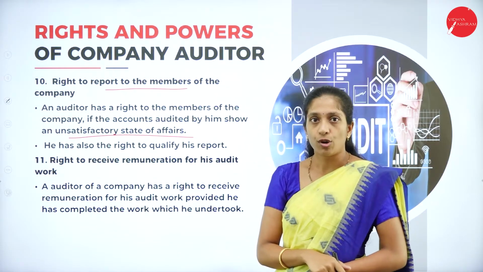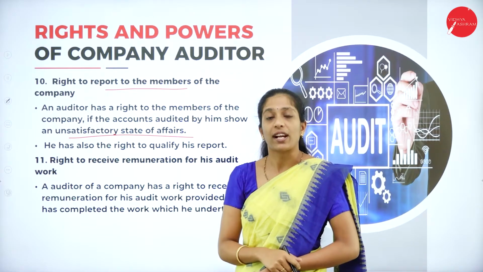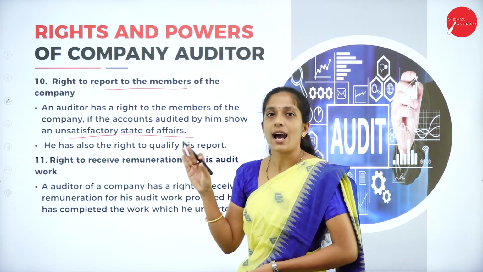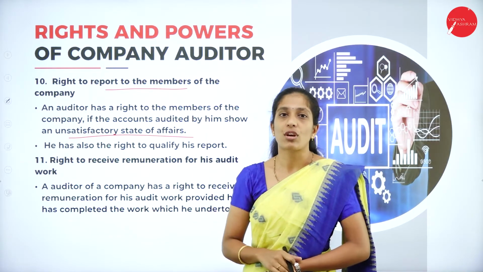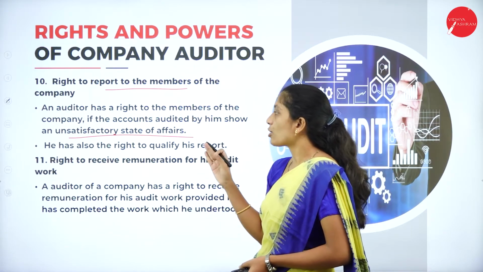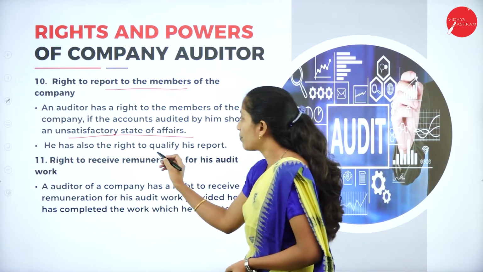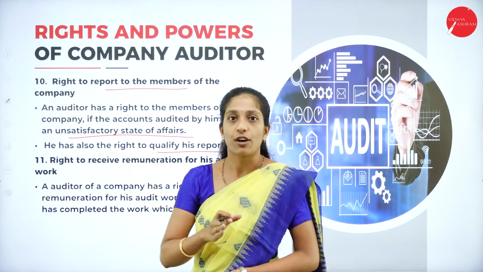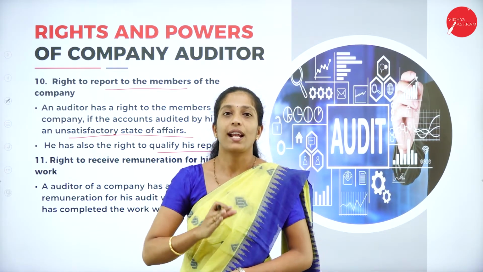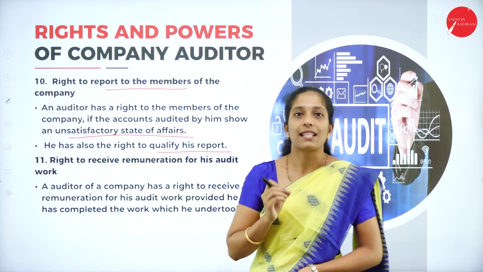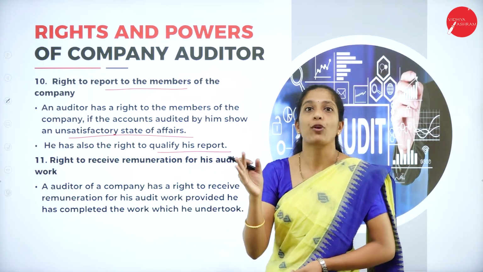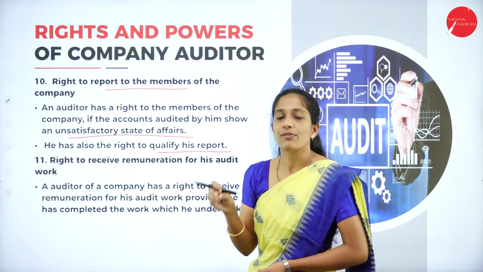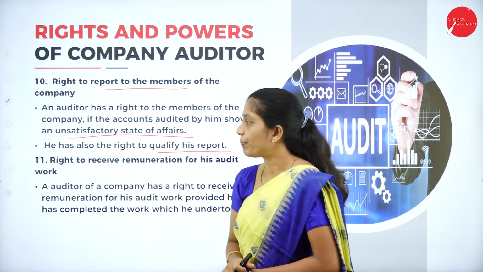So if the books of account are showing an unsatisfactory state of affairs, in the sense that it is not showing correctly, then the auditor has a right to report to the members of the company. He also has the right to qualify his report. There are two types of report, a clean report as well as an unclean report. If there are any mistakes, he has a right to report to the members of the organization or the company, telling them that this financial statement is not proper.